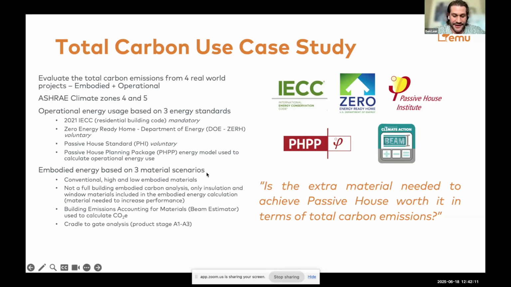For the material analysis, not only did I look at the different quantities for the different energy standards, I also looked at different material packages. So I looked at 3 different scenarios, pretty much imagining what if we built a building with conventional materials? What if we used a more high embodied carbon material to get a little bit higher performance? Or what if we used low embodied carbon materials?